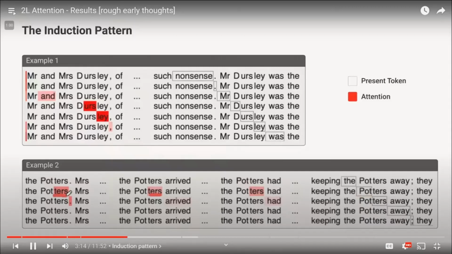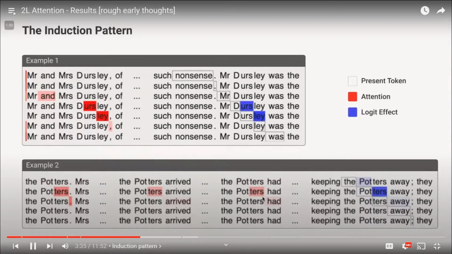So we're starting to get a pretty good hypothesis of what's going on here: this attention head always attends to the token that follows previous copies of the present token. If we're on pot, the previous copy was pot, and then we get TERS. A natural hypothesis is that it does this because it allows it to predict the next token, which is the goal of the present token here. And we can actually just measure that.